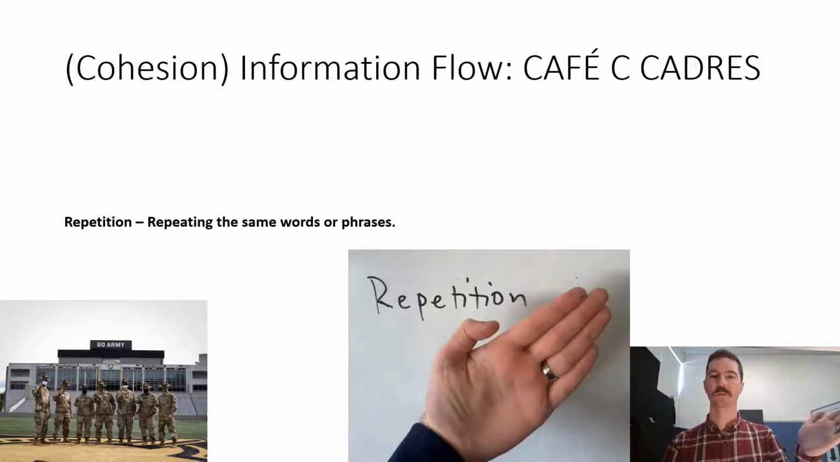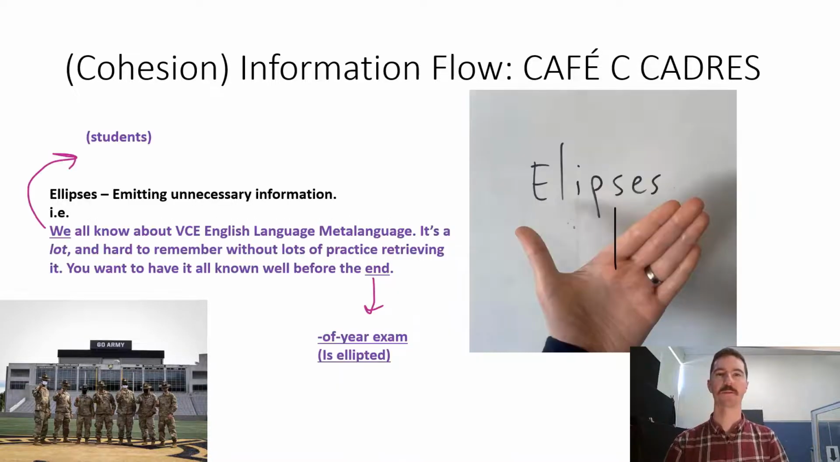Then we've got repetition. For this one, you're just going to tap your thumb on the outside of your hand. Repetition's an easy one, so no explanation needed. What have we got here? Ellipsis. I think in one of my videos I called it elision, which is not great. So the gap between your thumb and your four fingers is ellipsis.